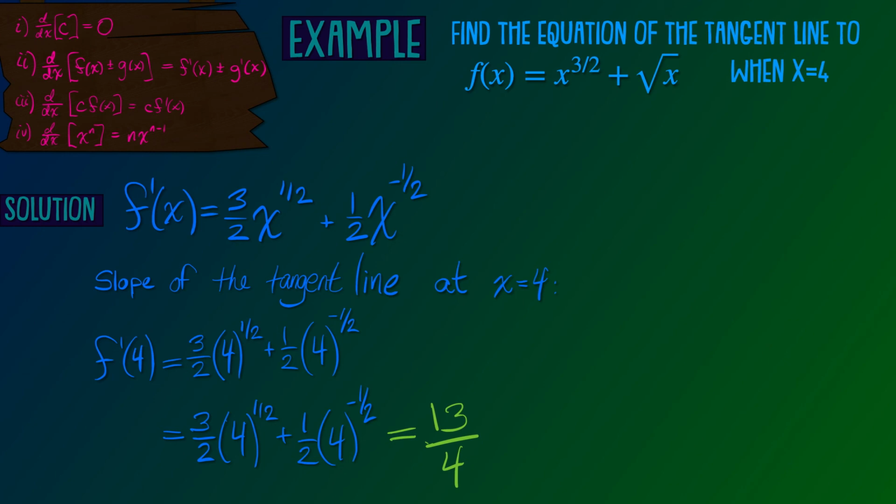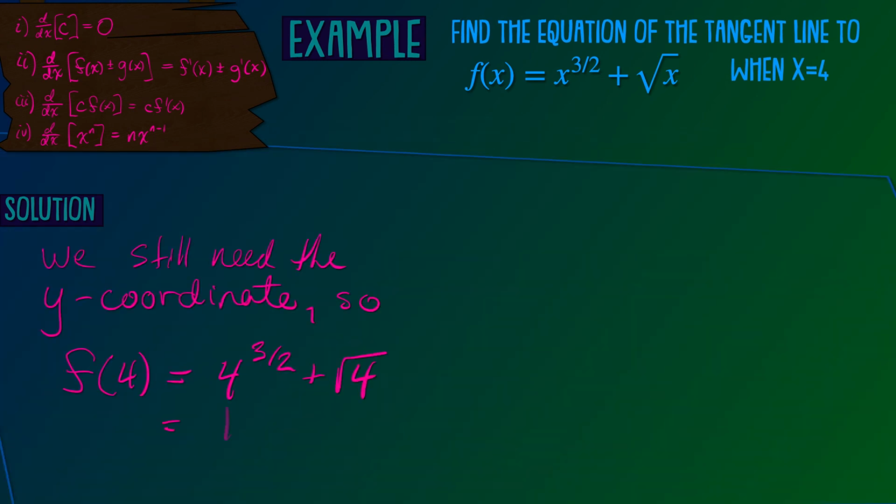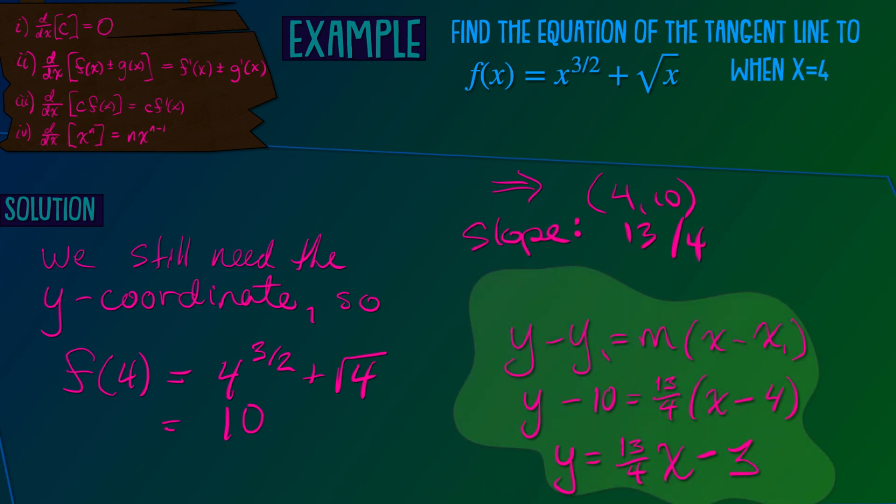Okay, so that's our slope. We still need to find the y-coordinate. So if we just evaluate the original function at 4, we get 10. And so here it is. We have the slope, 13 over 4. Our point is 4, 10. And so y minus y1 is equal to m times x minus x1. Our x1, y1 is 4, 10. And our slope is 13 over 4. And so there's our equation.